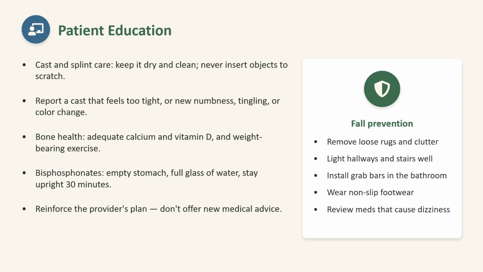The card on the right is fall prevention, and for an older adult with osteoporosis, this is the single most protective thing you can teach. Remove loose rugs and clutter, light the hallways and stairs, install grab bars, wear non-slip shoes, and have the provider review any medication that causes dizziness. Preventing the fall prevents the hip fracture.